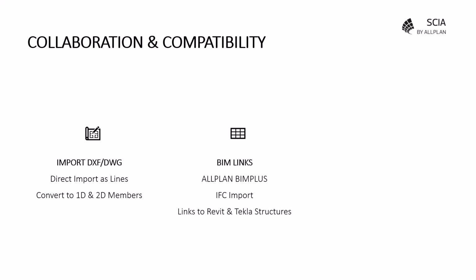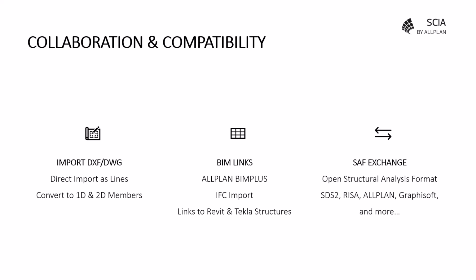With SCIA and ALLPLAN, you have various options to exchange BIM model data. You could use BIM Plus, which is an open BIM model data platform, purposely designed for project collaboration across all disciplines. More directly in SCIA, you could import an IFC file. And of course, there are links to and from Revit and Tekla Structures. Finally, you can exchange data via SAF, which is an open exchange format for structural analysis and design programs. In that case, we have great compatibility with STS2, Reza, ALLPLAN, and Graphisoft, just to name a few.